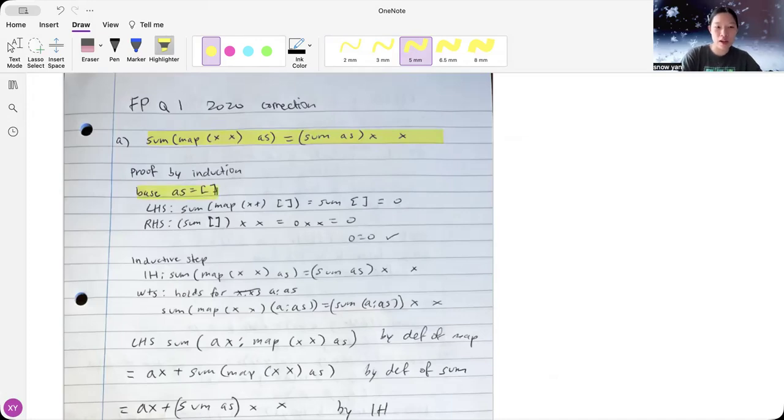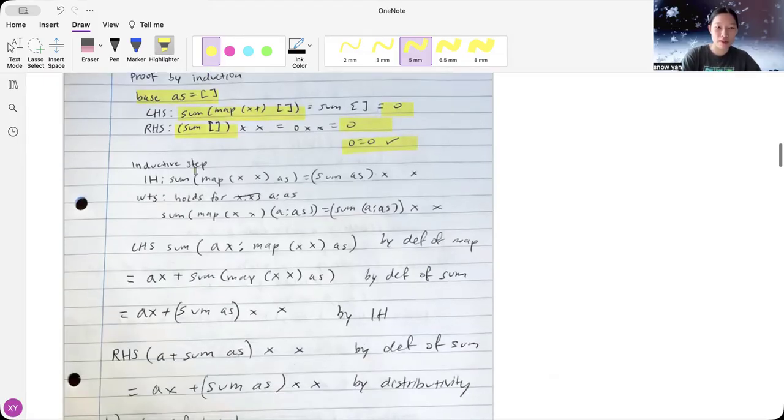On the left-hand side, when AS is equal to an empty list, we have the sum of map of this. Map of an empty list would just be the empty list. Sum of an empty list would be 0, so the left-hand side is equal to 0. On the right-hand side, sum of the empty list would be 0, and 0 times x would just be 0, so it's also 0. So 0 equals 0, we're done with the base case. Next, we're moving on to the inductive step.